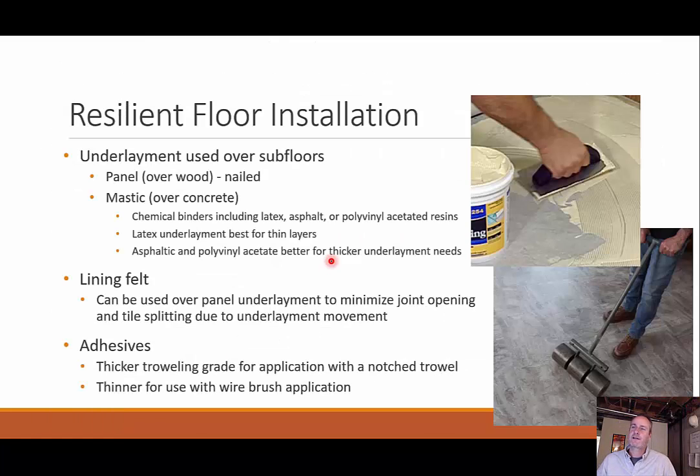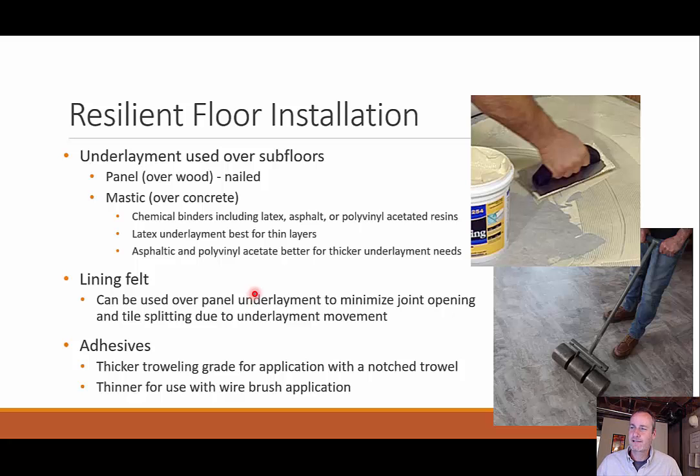When you're installing it, you need an underlayment over your subfloors. And that underlayment can consist of either panels or mastic. If it's wood, it's going to be like a panel nailed to the subfloor. Mastic if it's over concrete. I can see they're doing that process right here.